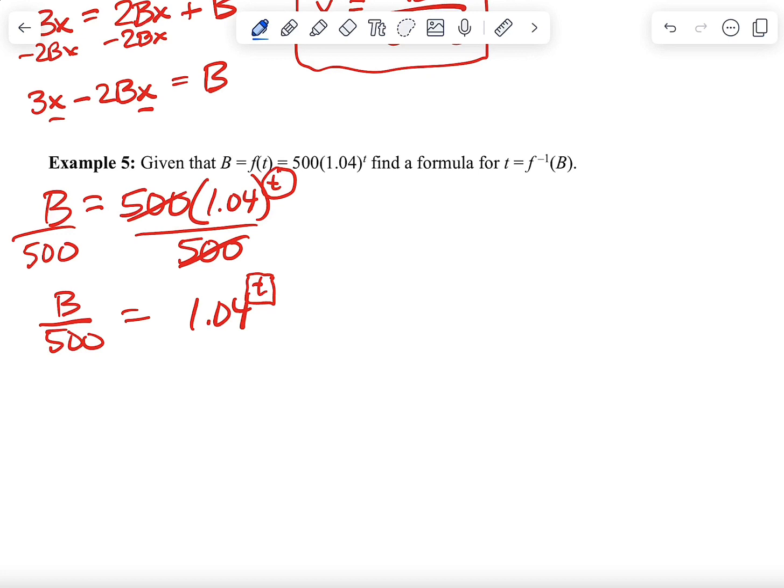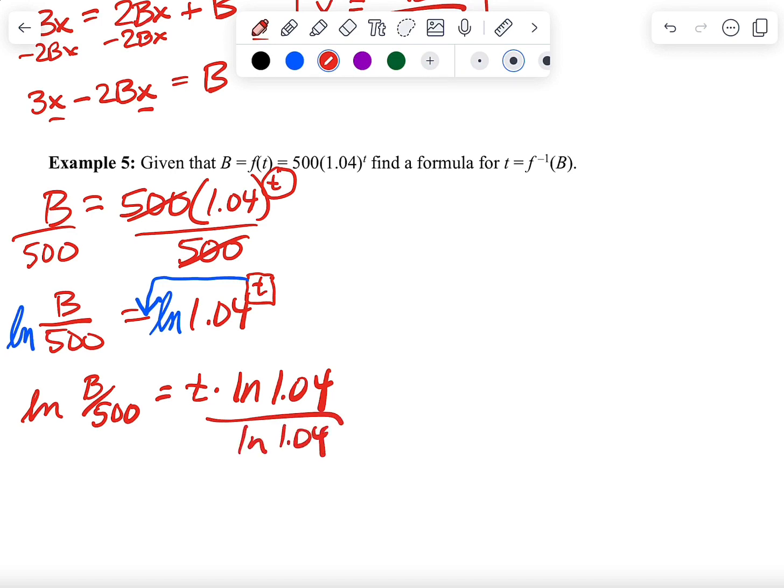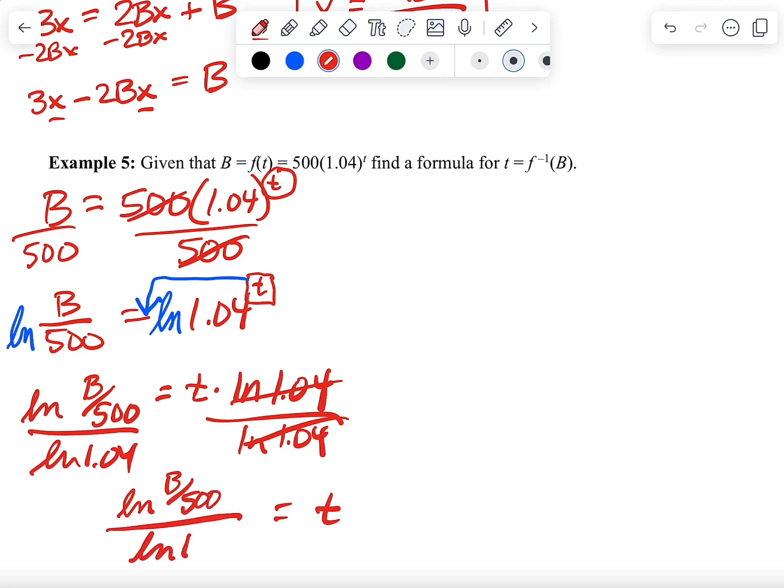It doesn't really matter whether it's log or ln. We'll go with ln, just because that's my favorite. If you take the ln of both sides, that allows us to invoke a property from logarithms that lets us bring the t down in front. So in the next step, we have the ln of b over 500 equals t times the ln of 1.04. Now t is a factor. Since t is a factor and the ln of 1.04 is a factor, the last step to solve for t is to divide by the ln of 1.04. When you do that, these factors cancel and t is equal to, it's a little messy, the ln of b over 500, over the ln of 1.04.